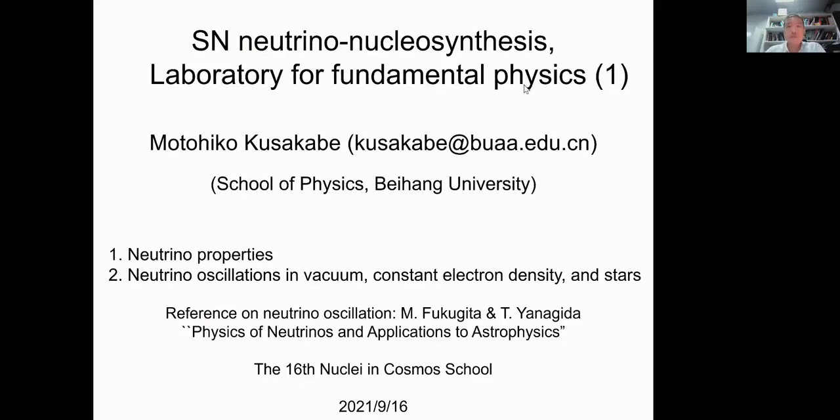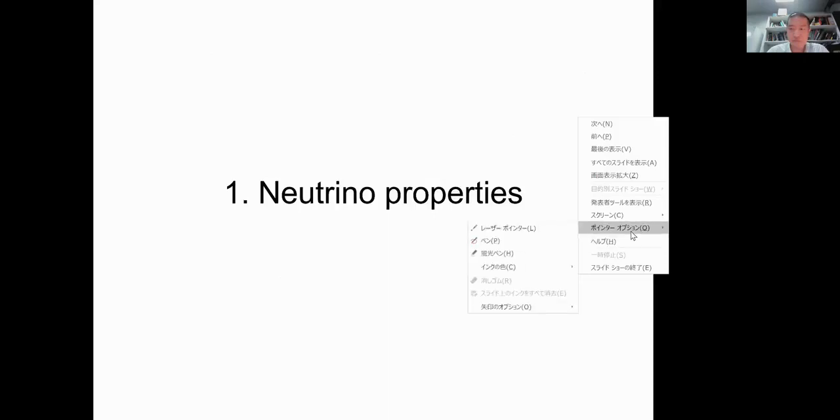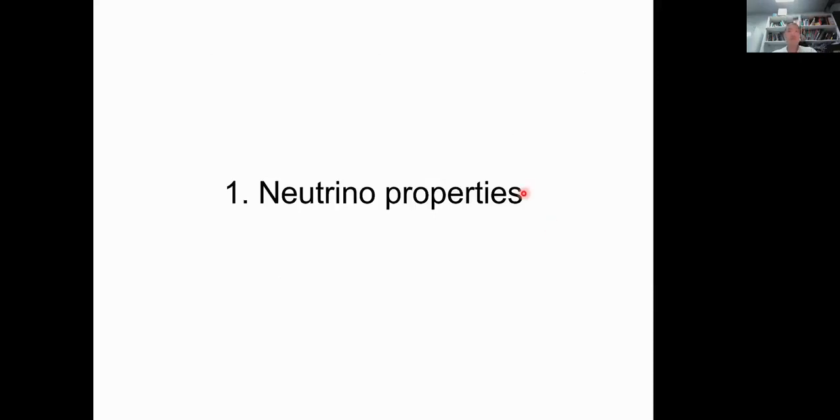So, this lecture is about supernova neutrino nucleosynthesis, a laboratory for fundamental physics. I hope that after this lecture, you understand the meaning of this title. And this is the first part of the lecture. It contains neutrino properties and neutrino oscillations in vacuum, constant electron density, and stars. First, neutrino properties.